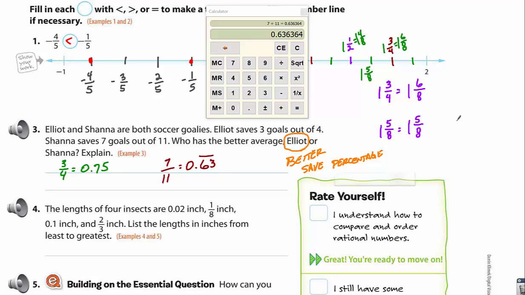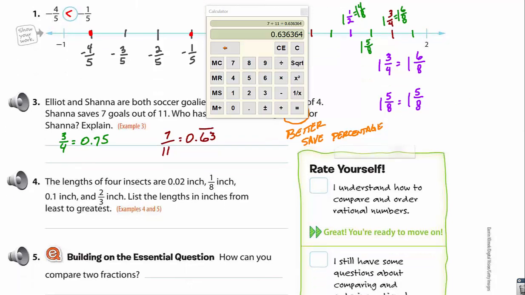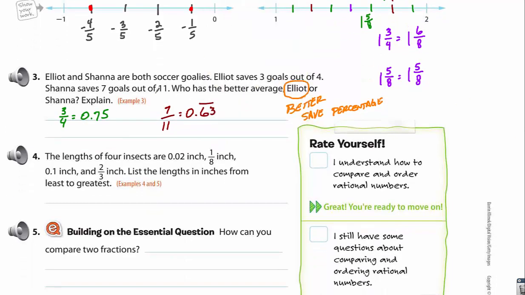All right. And number 4. The lengths of 4 insects are 0.02, 1/8, 0.1, and 2/3 of an inch. List the lengths from least to greatest. It's always important to know what you're doing. Least to greatest or greatest to least.